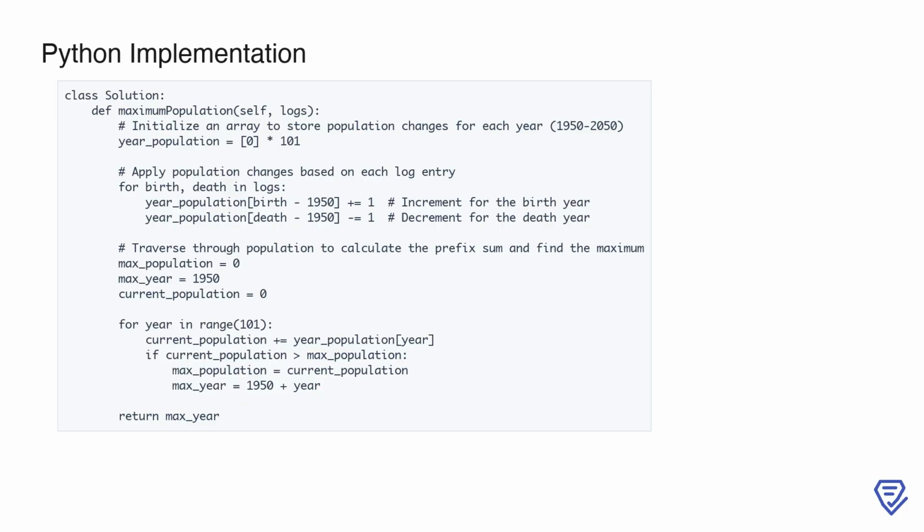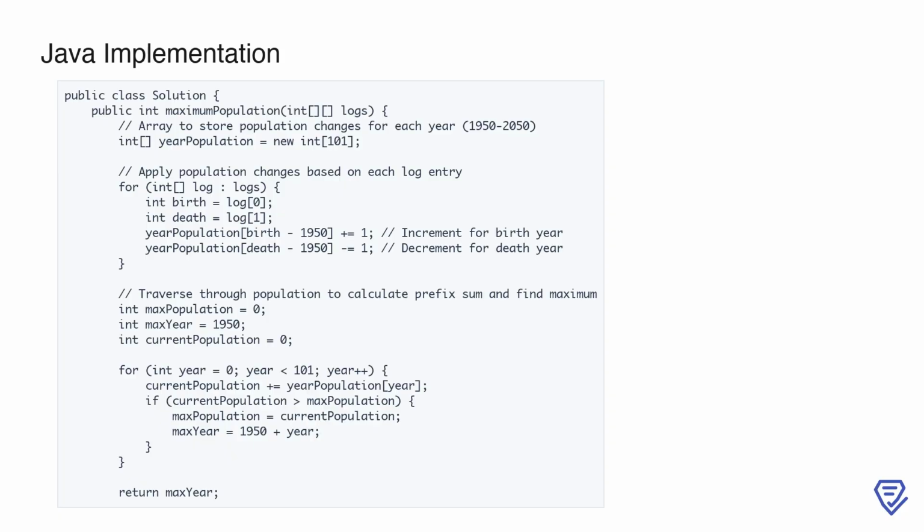This is significantly faster than a naive approach that involves iterating through all years for each log entry. The space complexity is O(y), as we use an array of size 101 to track population changes. This approach ensures correctness and handles edge cases such as overlapping lifespans or multiple people sharing the same birth or death year.